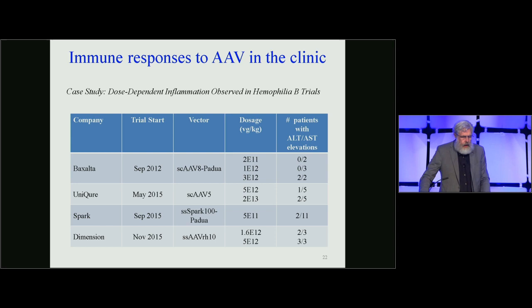Hopefully all of you are familiar with the AAV being slightly imperfect in the clinic. Here's a case study with hemophilia trials where, as a function of various dosages and various trials, the levels of ALT and AST are not zero in general. This is something that we want to address.